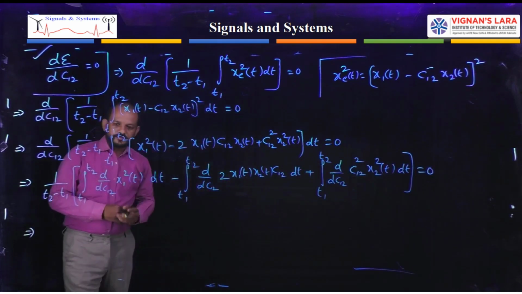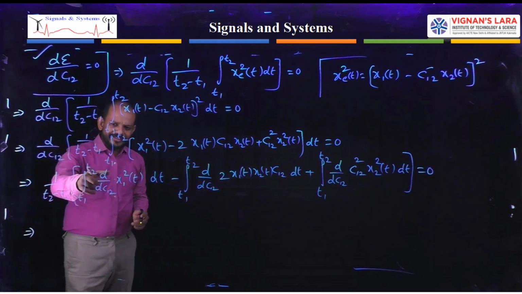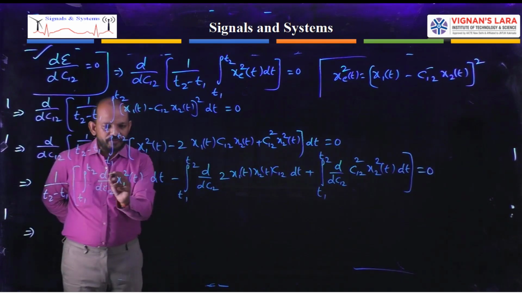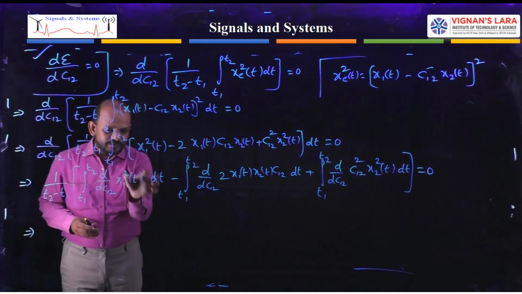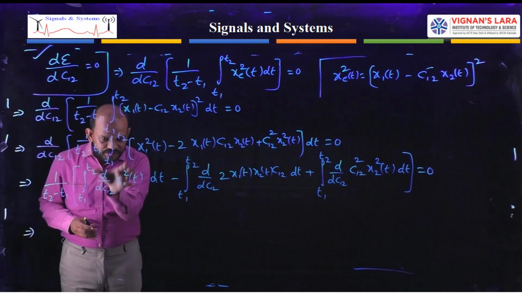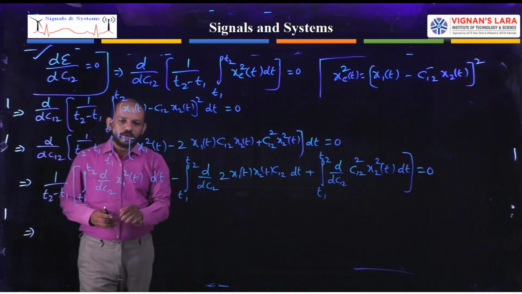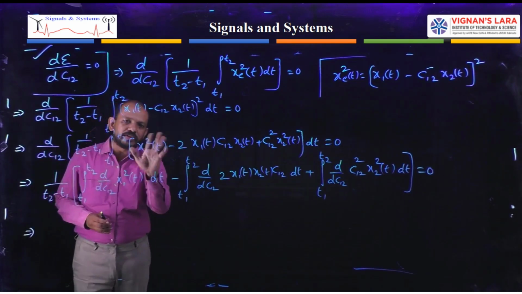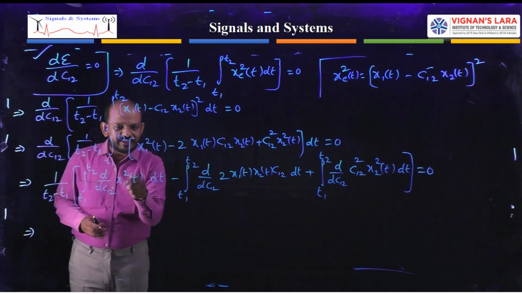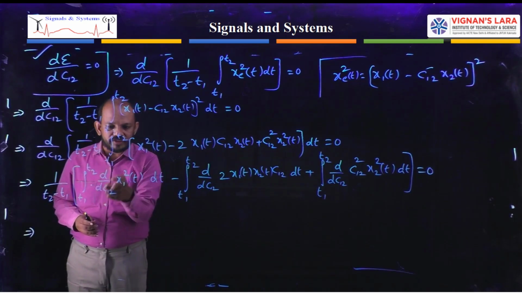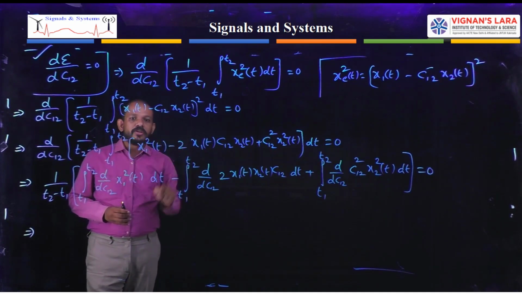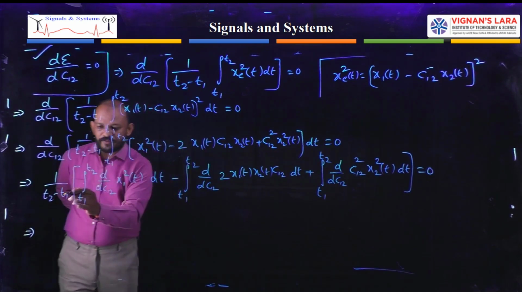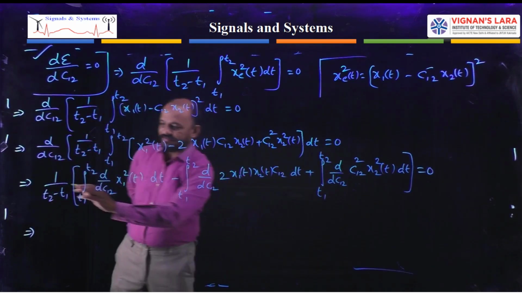Now I am going for the integration t1 to t2. Now I am going for the differentiation of x1 square of t with respect to c12. See, in this term I am differentiating with respect to c12. In x1 square of t there is no c12, so we have to treat this as a constant. Differentiation of a constant with respect to c12 is equal to 0.